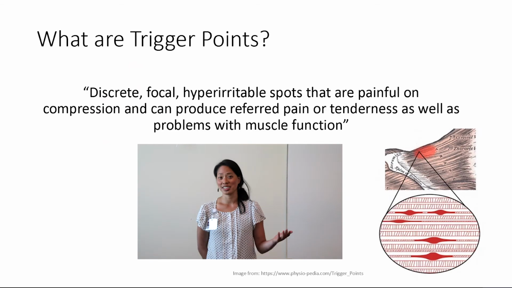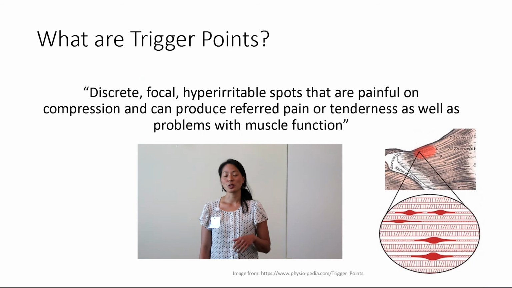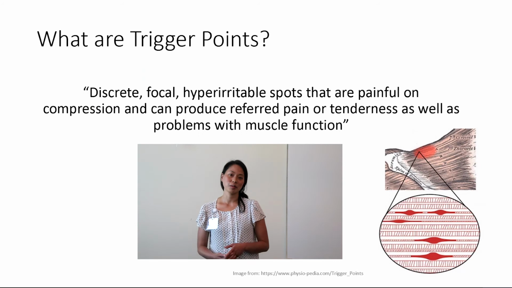What are trigger points exactly? Trigger points are defined as discrete focal hyperirritable spots that are painful on compression and can produce referred pain or tenderness, as well as problems with muscle function. These contracted knots in the muscle can feel like a pea or a partially cooked piece of spaghetti buried deep in the muscle. Under a microscope, trigger points show up as a localized tight band of the muscle fiber, indicating that these muscles are in a state of constant contraction.